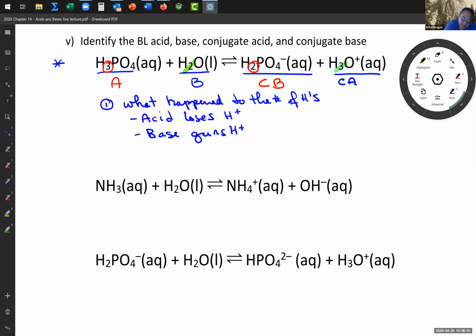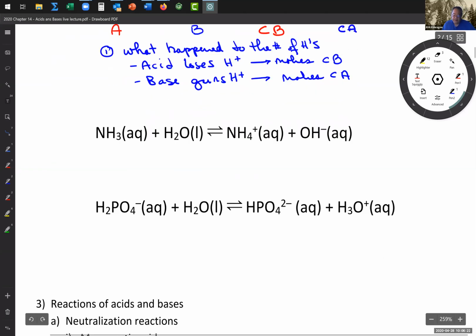And then, so that's how you do the acid and base. And then the acid loses H plus, and then it makes the conjugate base. And then the base gains an H plus, and it makes the conjugate acid. Okay. So go ahead and try this next one.